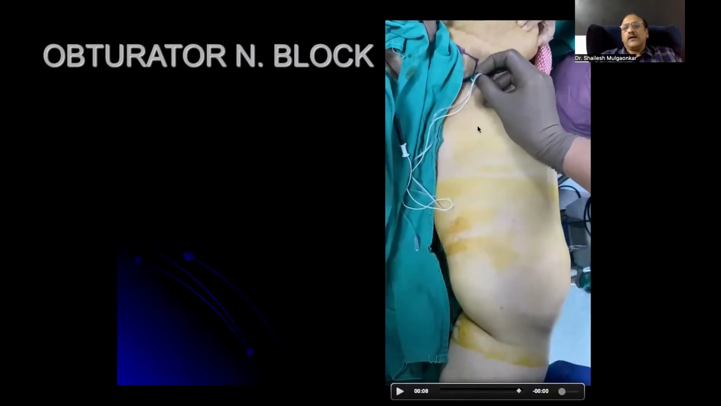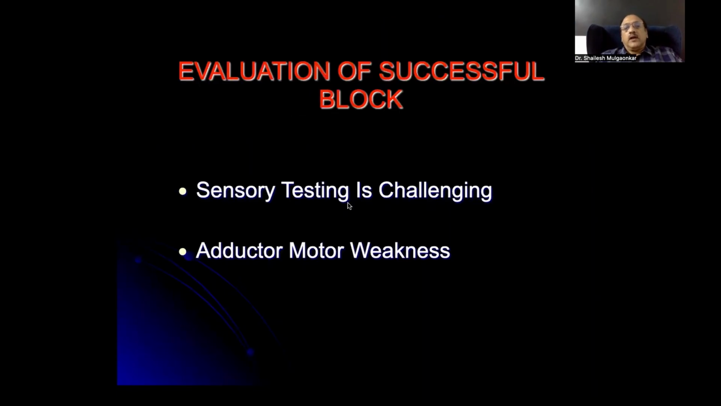Okay, so just slightly externally rotate the thigh. It's not a very deep block, but in obese patients, we require at least an 8 centimeter or a 10 centimeter needle. And this is the end motor response. Sensory testing in obturator nerve block is challenging because the dermatomal supply is a little erratic. Adductor motor weakness has to be there.